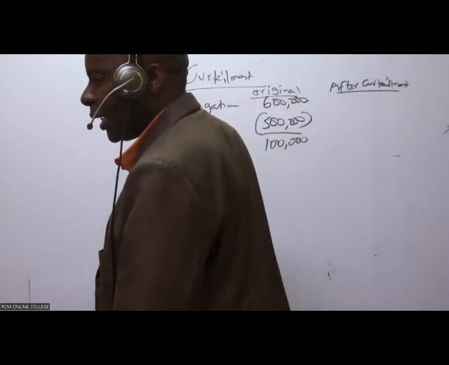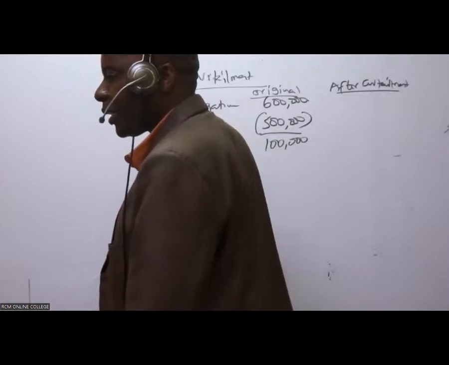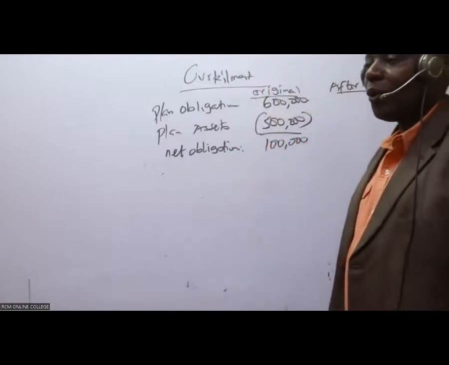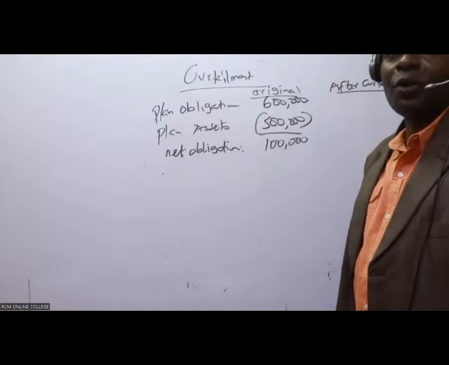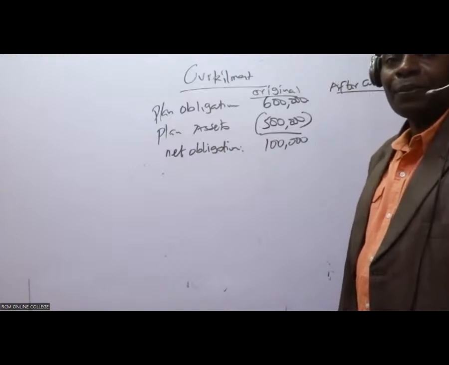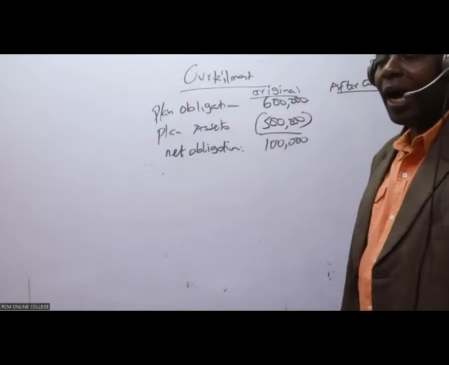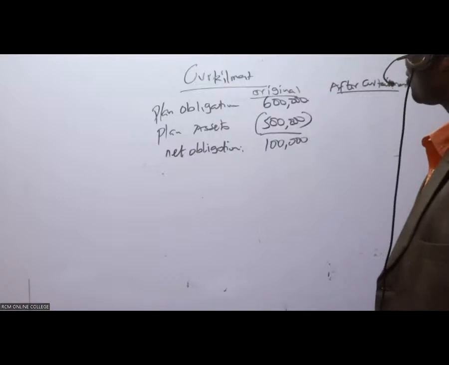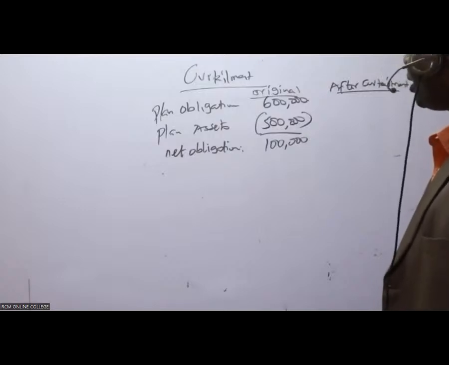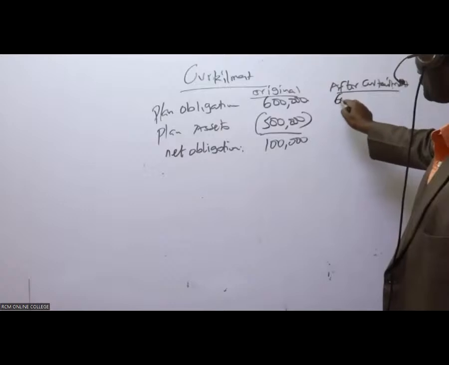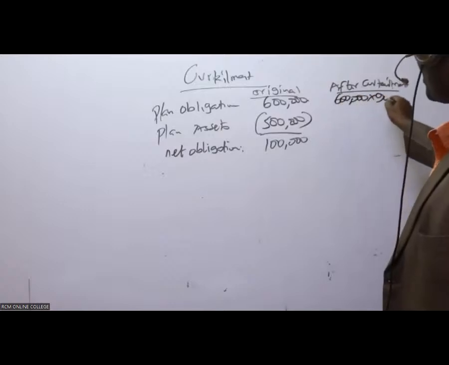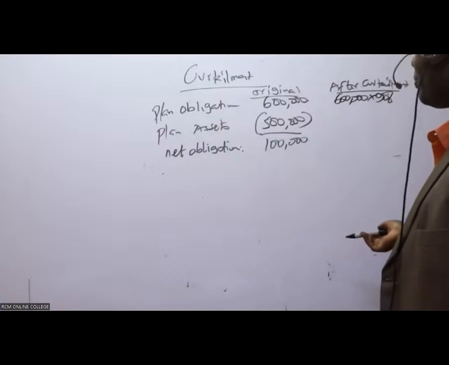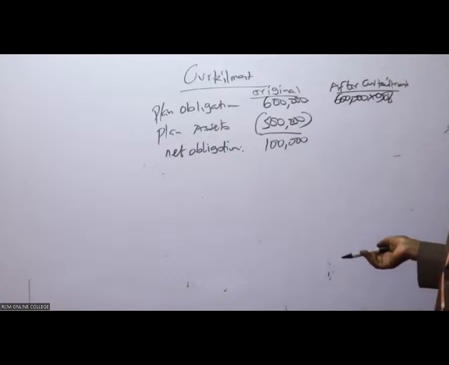Great. And then once we called out for curtailment, we are told the obligation will go down by 10%. So then can you kindly give me the obligation after curtailment? So after curtailment, it will be 600,000 times 90%, because you see 10% reduction. So then this will give me what, ladies and gentlemen, here?